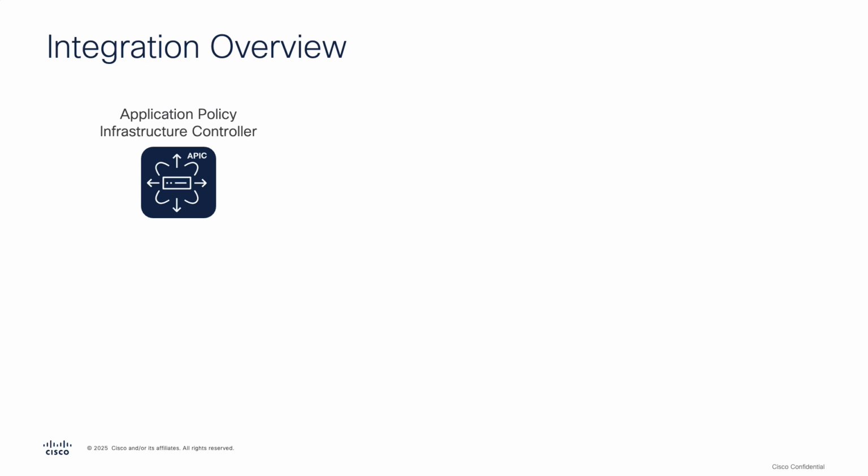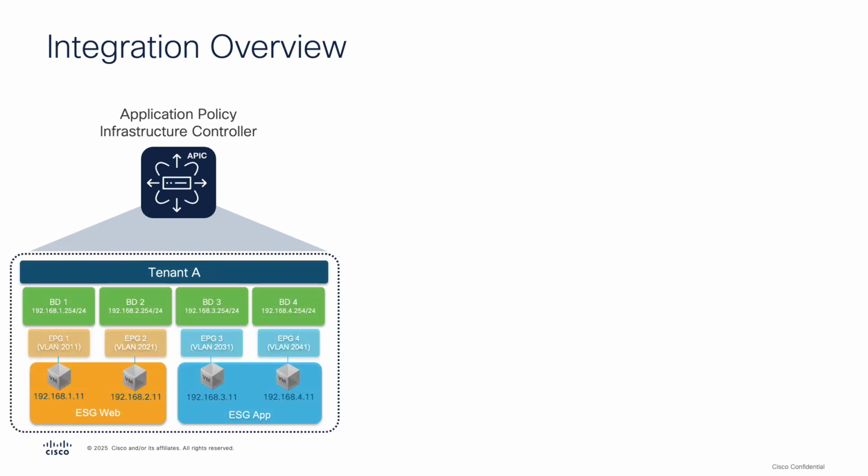Let me illustrate how the Cisco Secure Dynamic Attributes Connector integrates with Cisco ACI and the Firepower Management Center to enable ongoing synchronization of security-relevant data. Here we have Cisco APIC managing tenant A, which includes multiple bridge domains with endpoint groups and endpoint security groups. These EPGs and ESGs represent logical groupings of workloads, each associated with specific IP addresses.